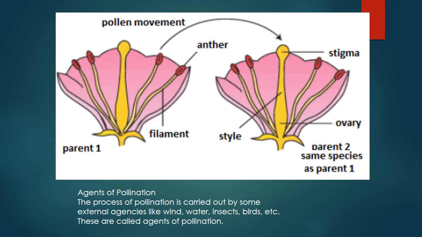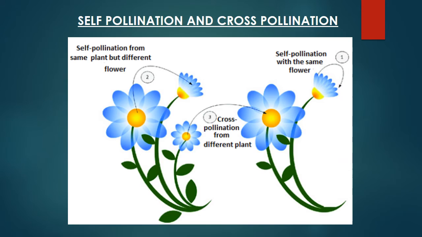Agents of pollination: the process of pollination is carried out by external agencies, as we have studied, like wind, water, insects, birds, animals, sometimes humans also. These are called the agents of pollination. So, self-pollination and cross-pollination.